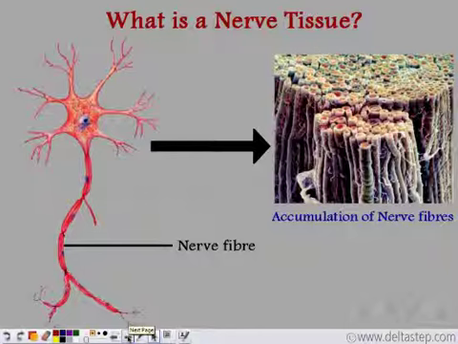So what is a tissue? Tissue is an accumulation of cells. So similarly, nerve tissue is an accumulation of nerve cells or neurons. So a lot of neurons together form the nerve tissue or the nerve fibers. The nerve cells or the neurons are also known as nerve fibers. They bunch together to form the nerve tissue in our body.